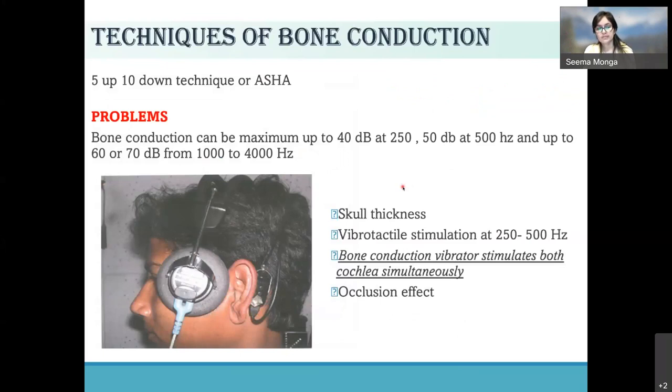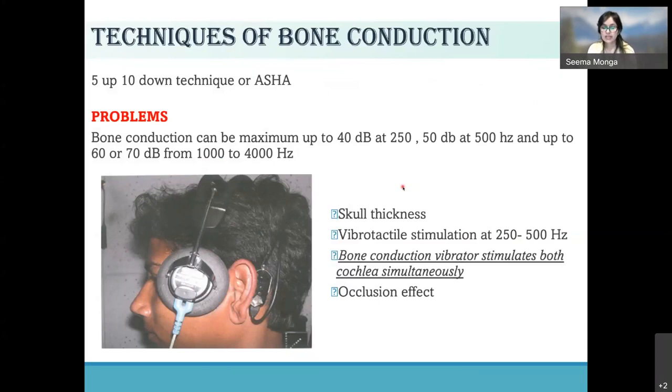So again, technique is the same like air conduction. 5 up, 10 down. What are the problems that we face in bone conduction? Bone conduction has more problems than air conduction. Many problems. For example, skull thickness is different in different people. In some patients, it is very thick. In some patients, it is thin. In some patients, the skin is thick.